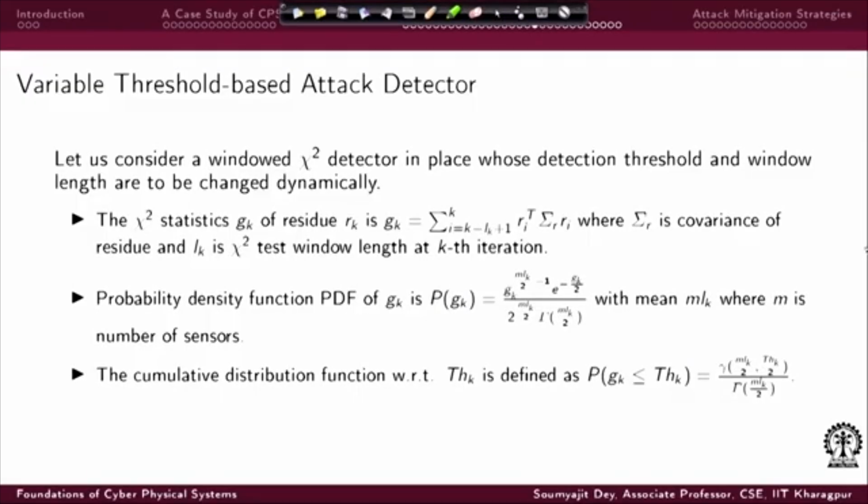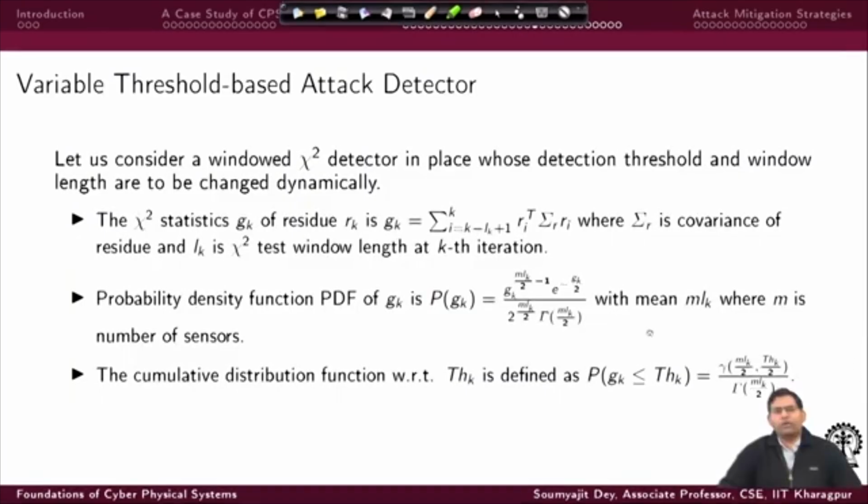So, if we consider this windowed chi-square detector, the parameters of this detector were this threshold that we have been setting, and also this k-length window inside which this chi-square statistic was being computed. If you remember, this was my chi-square statistic, where sigma r is the covariance of the residue and Lk is the chi-square window, the test window over which I am summing up these different residue values.